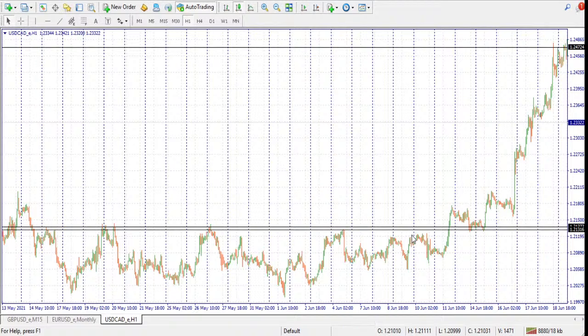You'll have a good level. The price goes above it. It comes back. This becomes a good place to look for a buy from. This will give us the ideal place to look for a buy from.